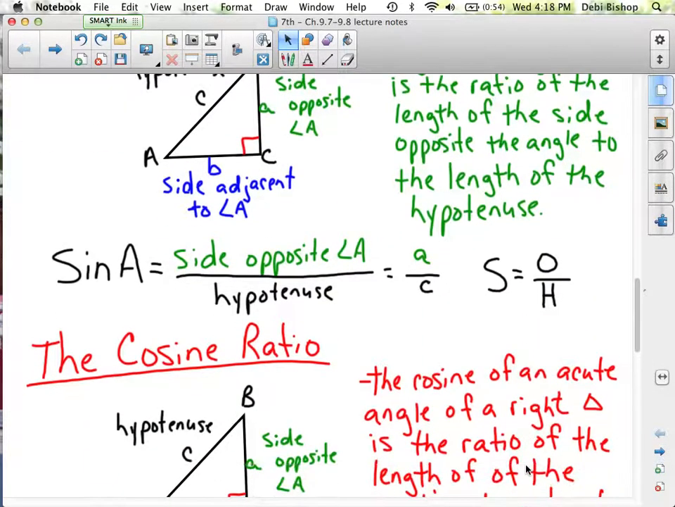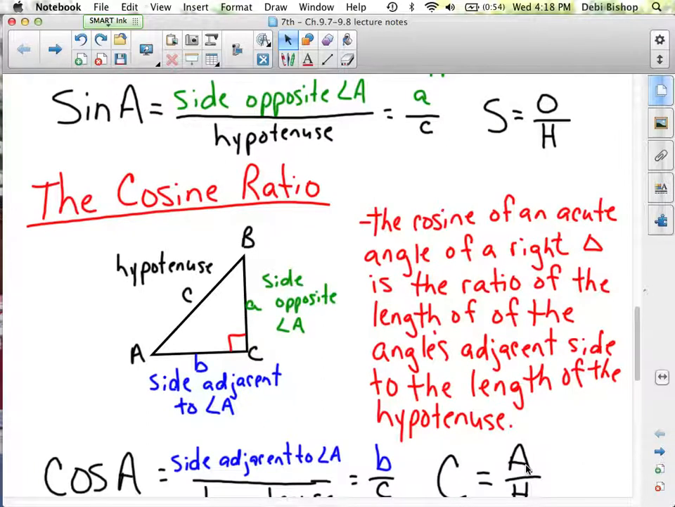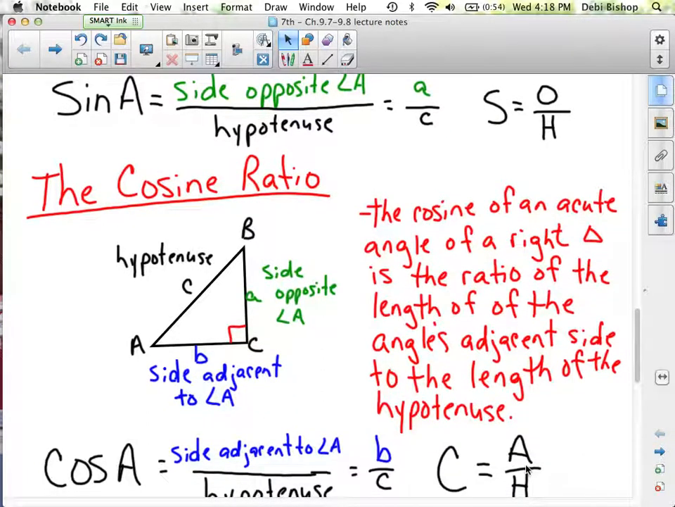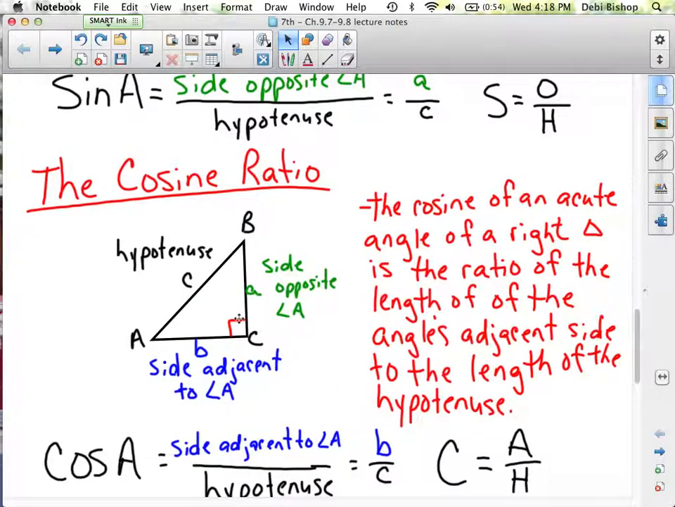And then the cosine ratio. The cosine of an acute angle of a right triangle is the ratio of the length of the angle's adjacent side to the length of the hypotenuse. So again, find your right triangle, you know across that is a hypotenuse, and then your two legs. So if you're doing angle A, the side adjacent is segment AC, which is b in this case, and then your hypotenuse, which is c. So cosine is adjacent over hypotenuse, C-A-H.